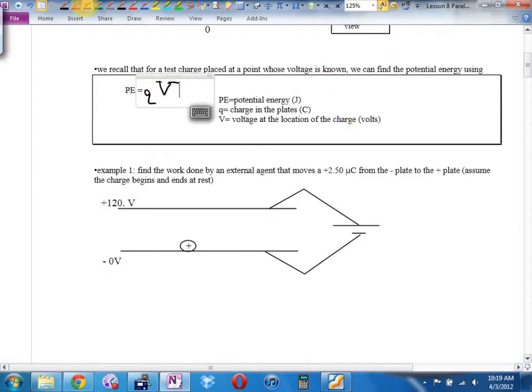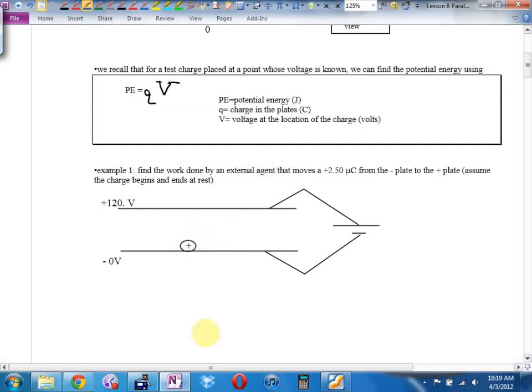Example 1 says, okay, find the work done by an external agent, little invisible angels, let's say, that move a positive 2 microcoulomb from the negative to the positive. Now, which way does this positive charge want to fall, up or down? Down, because this is more negative than that. So you would need an external agent, invisible angels, lifting it up, working. They're adding energy, they're lifting it. In fact, when they let it go, it's going to want to come crashing back down.